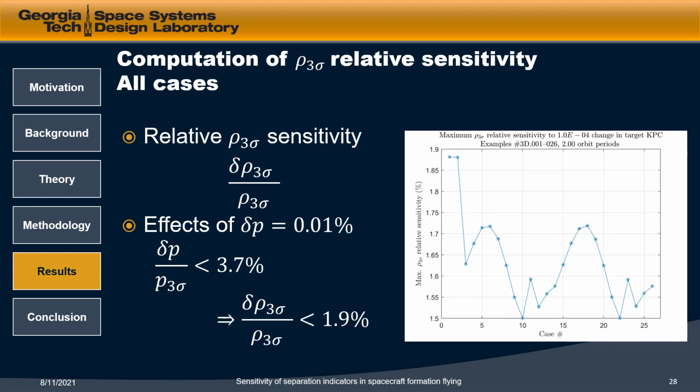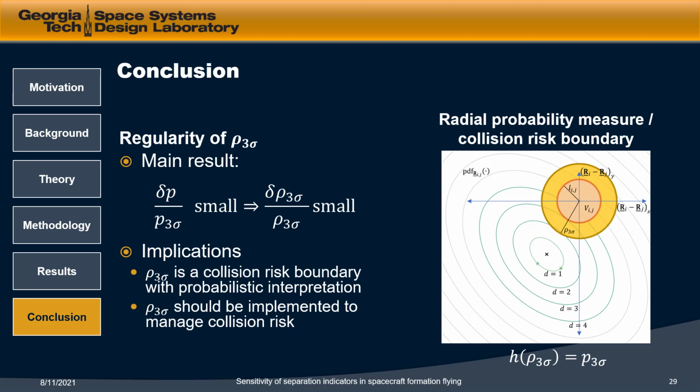By performing the sensitivity analysis on the rest of the examples, we find a similar conclusion as before, namely that a relative change in P3σ of less than 3.7% caused changes in ρ3σ of no more than 1.9% for all cases considered, which is noteworthy because they include several distinct relative orbit regimes. In conclusion, our results answer the question whether small changes in P3σ cause small changes in ρ3σ, and the answer is yes. Therefore, the percentile interpretation of ρ3σ holds under small variations to P3σ.